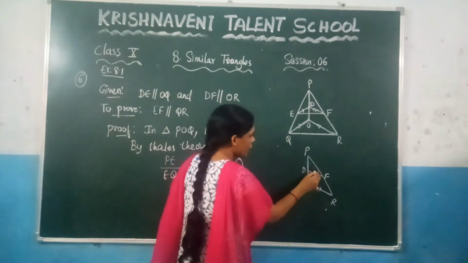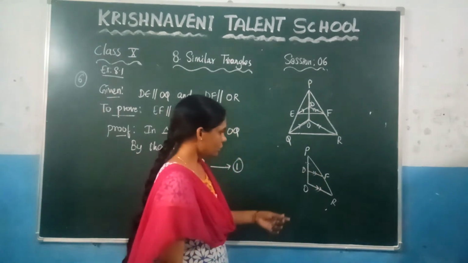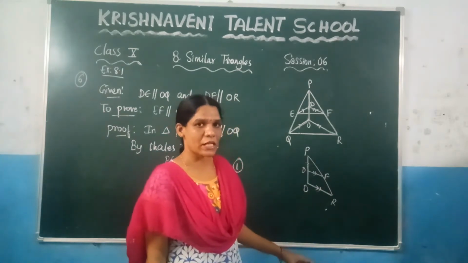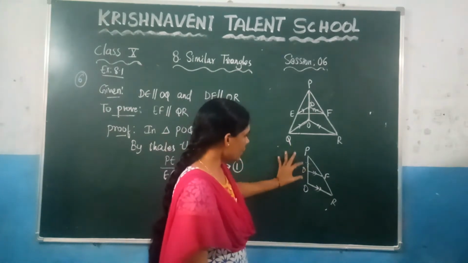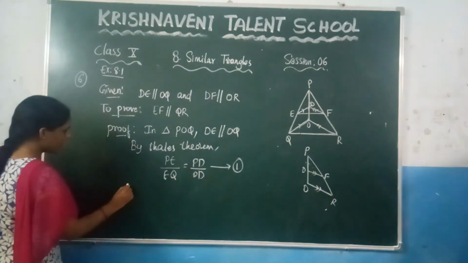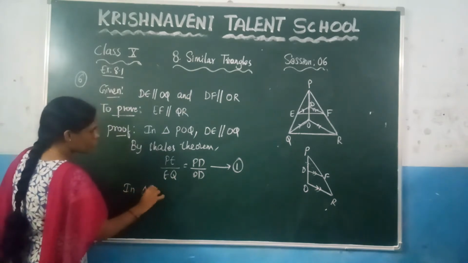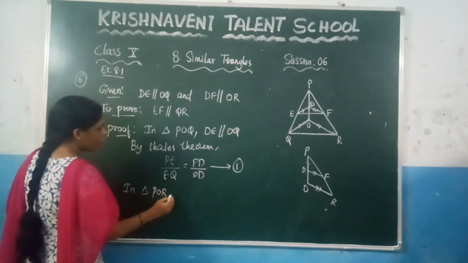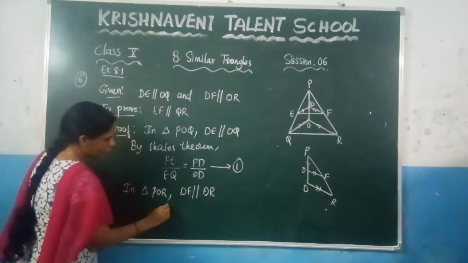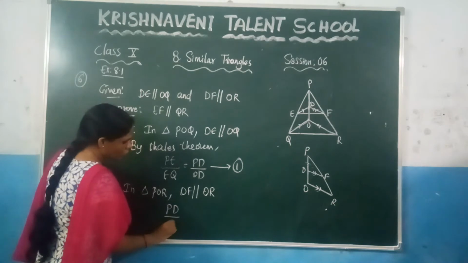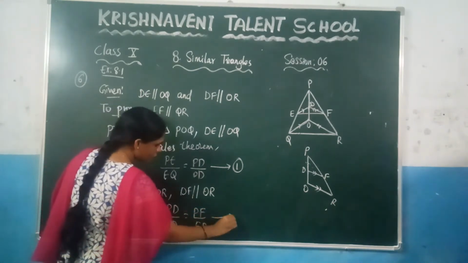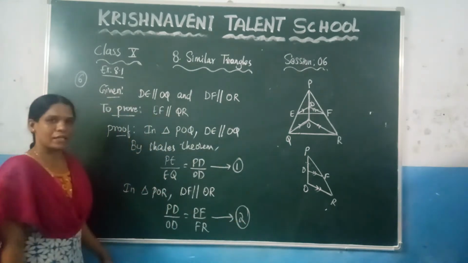So here what they have given in the question, DF is parallel to OR. Again, by the basic proportionality theorem, you can write PD by OD is equal to PF by FR. So write it here, in which triangle have we chosen now, POR. So DF is parallel to OR. So you can write PD by OD is equal to PF by FR. Let us consider this as equation 2.